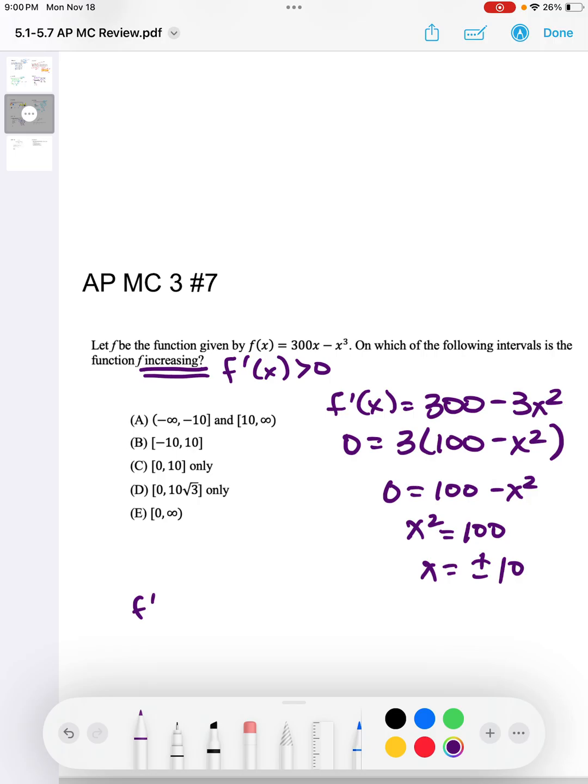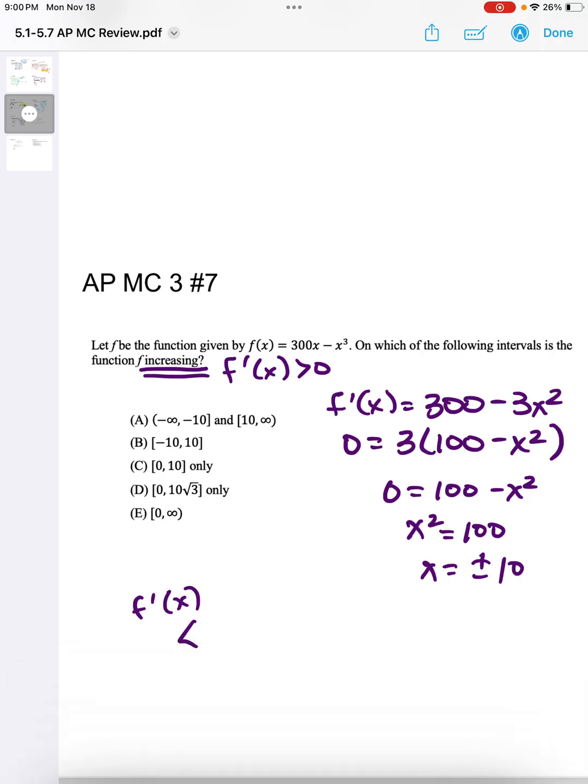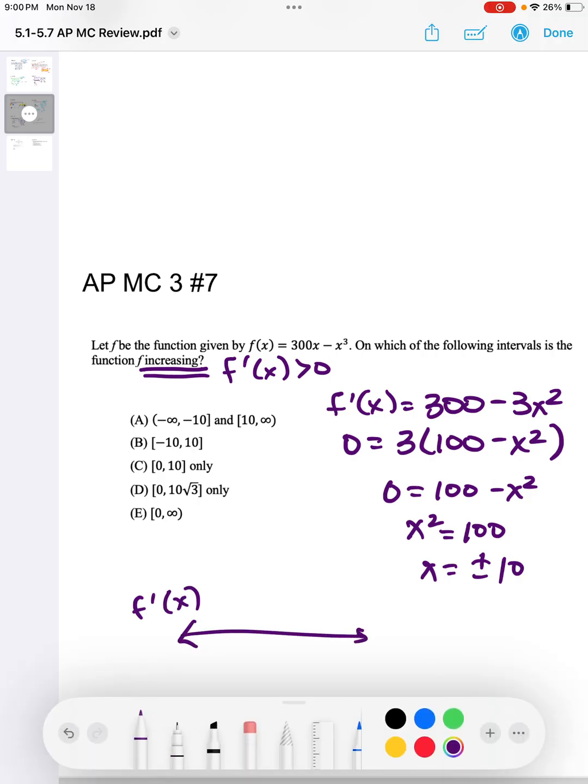That means on my first derivative number line, I'm going to put -10 and 10. Now, I always like to start with 0, so between -10 and 10, 0 would be a nice value to put there. Plugging it into my factored first derivative, 100 minus 0 is still going to be 100. So 3 times 100 is positive.